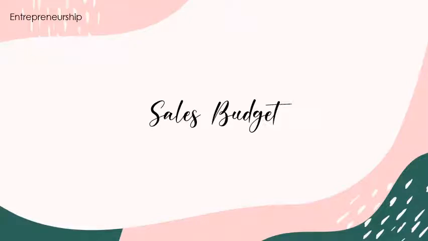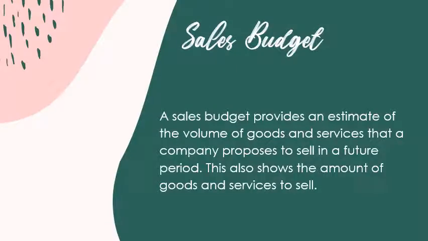Okay, so the topic of sales budget and production budget was already discussed in your business finance subject. However, let's have some review or recap about these two. So when we say sales budget, it provides an estimate of the volume of goods and services that a company proposes to sell in a future period. So this also shows the amount of goods and services to sell.